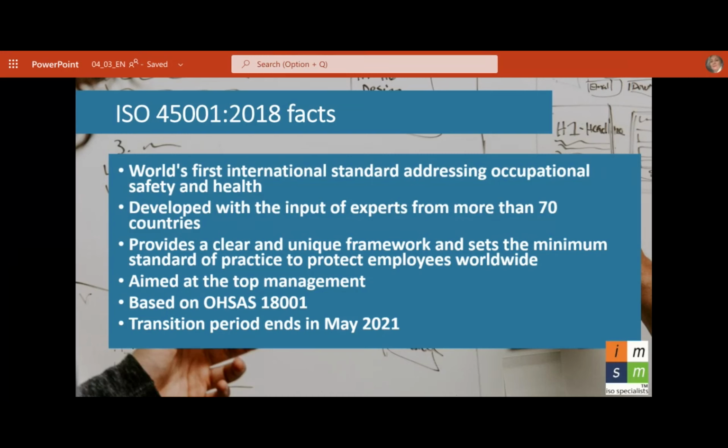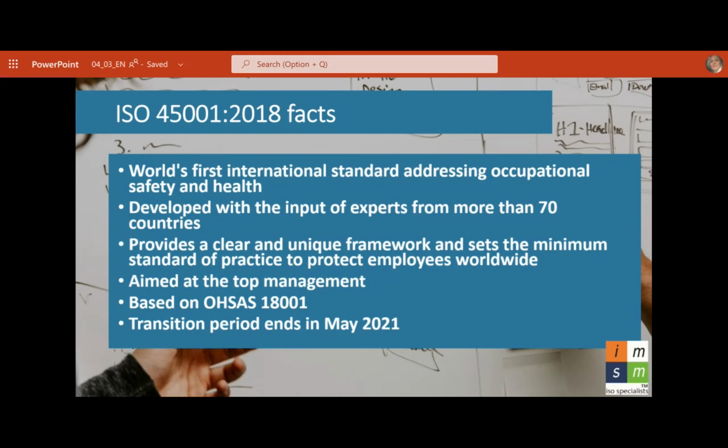It is the world's first international standard addressing occupational health and safety, developed with the input of experts from more than 70 countries. It provides a clear and unique framework and sets the minimum standard of practice to protect employees worldwide. It is aimed at top management and based on OHSAS 18001. The transition period ends in May 2021, which we'll see how that works out.